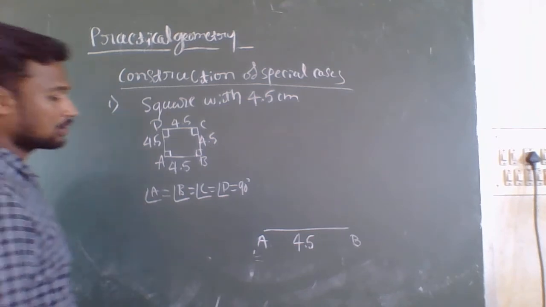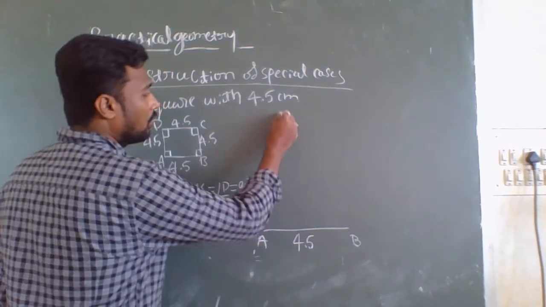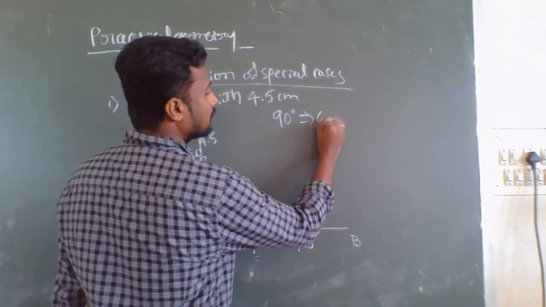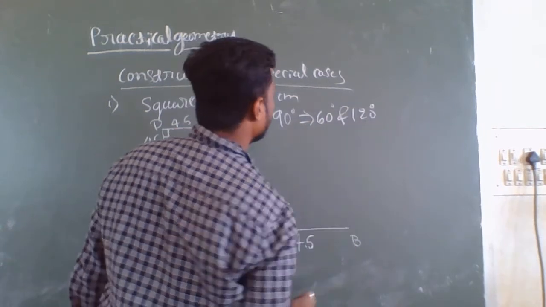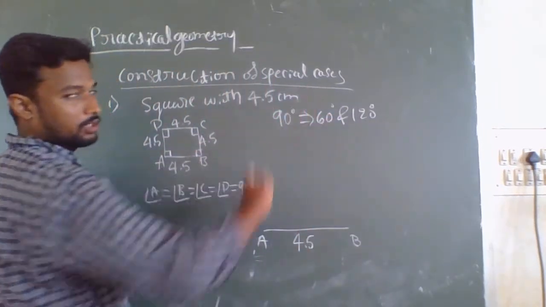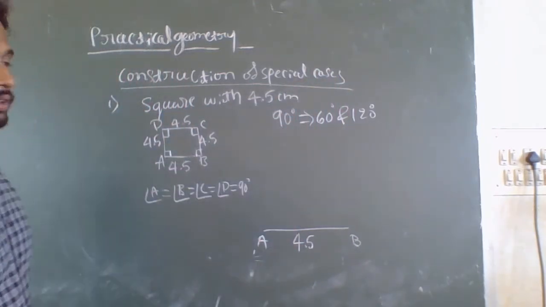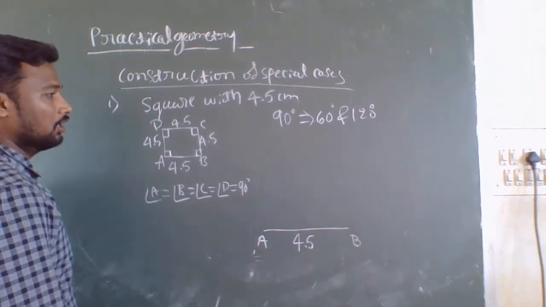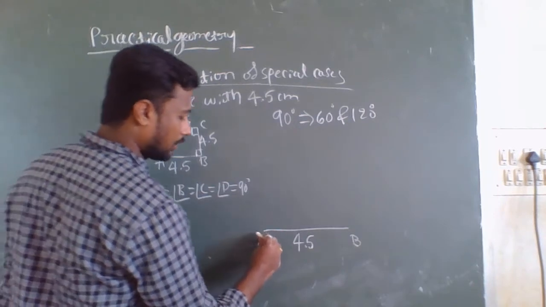So now I will construct 90 degree by using compass. How to construct that? 90 degree is between 60 degree and 120 degree, because 90 is 30 more than 60 and 30 less than 120. Therefore it is between 60 and 120. Now you all know how to construct 60 degree and 120 degree.